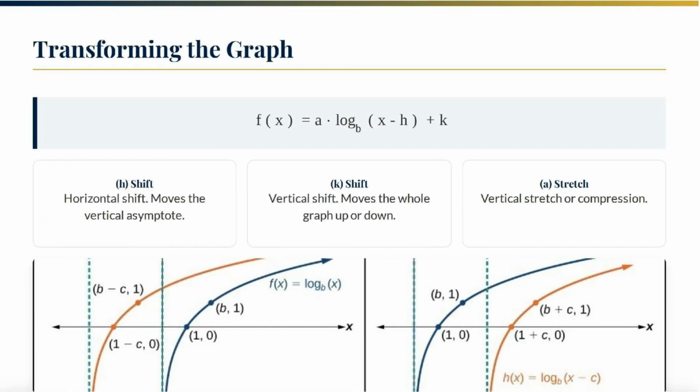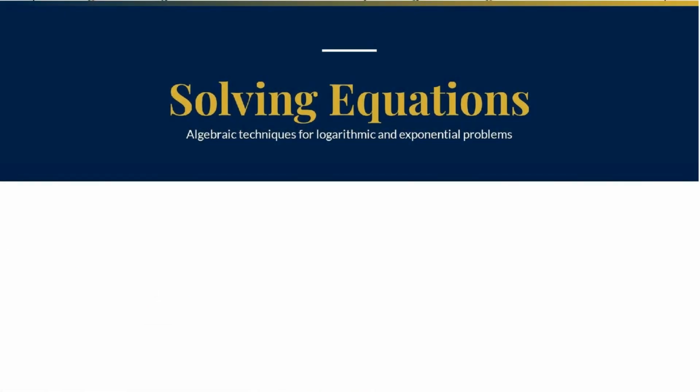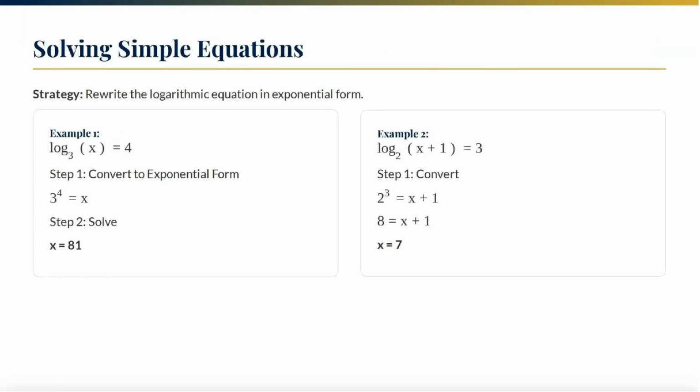Finally, we can transform these graphs. Parameters h and k control horizontal and vertical shifts, while a dictates vertical stretch or compression, changing the graph's position and shape. Now that we have covered the properties and graphing of logarithms, let's explore algebraic techniques for solving logarithmic and exponential equations. For simple logarithmic equations, the strategy is to rewrite the expression in its exponential form.